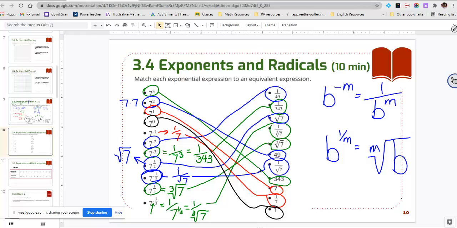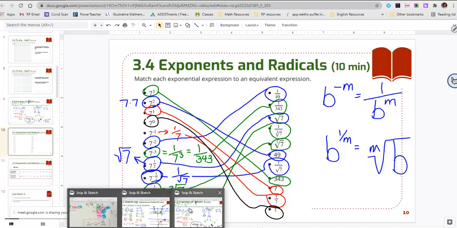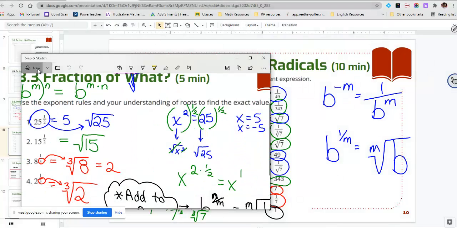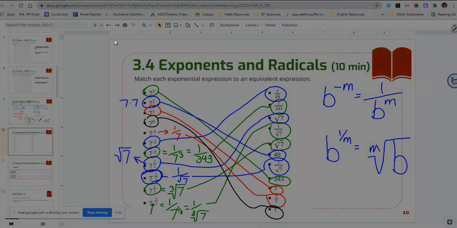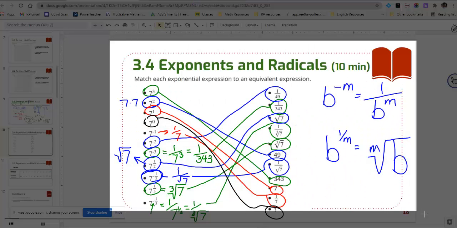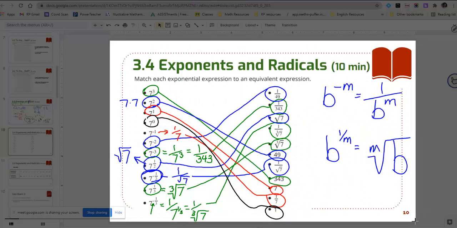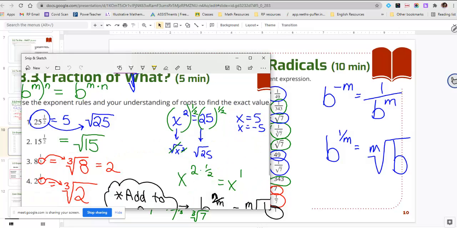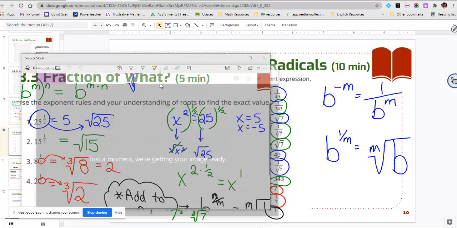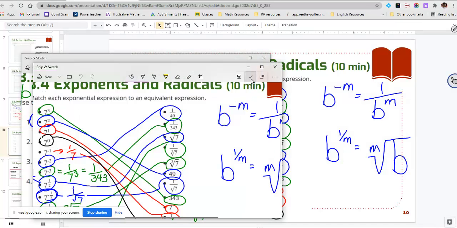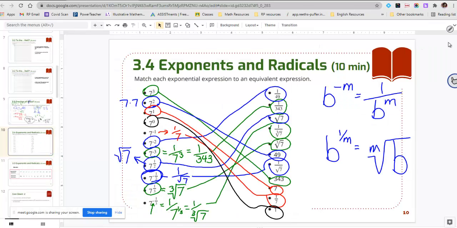So we're using some sets of rules. We can start using them in conjunction with each other. So if we have negative fractional exponents, we're just going to follow both of our rules. The negative pushes it down to a denominator. The fraction turns it into a radical symbol.